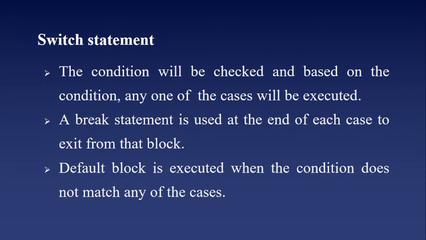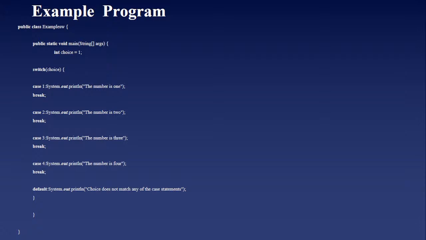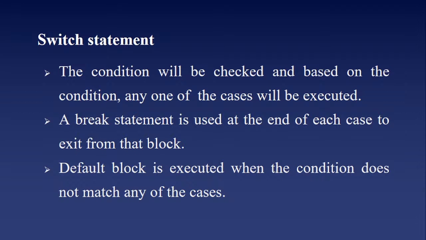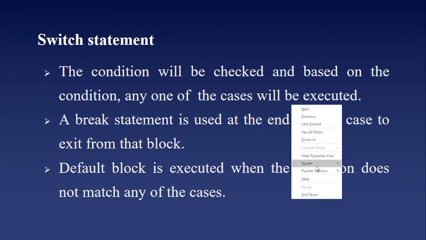In case of this switch statement, based on the choice value, to whichever case value it matches, it goes to the corresponding case block and performs some operation. A break statement is used at the end of each case to exit from that block. And the default block is executed when the condition does not match any of the cases. Clear? So this is a simple example of a switch and case statement. Why do we have to go for this kind of switch and case statement?